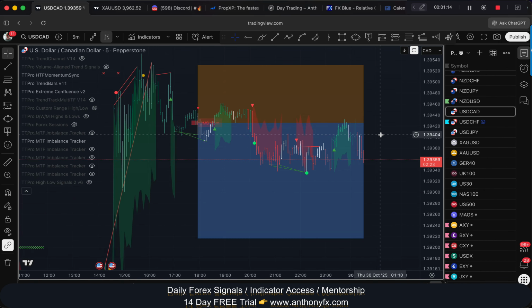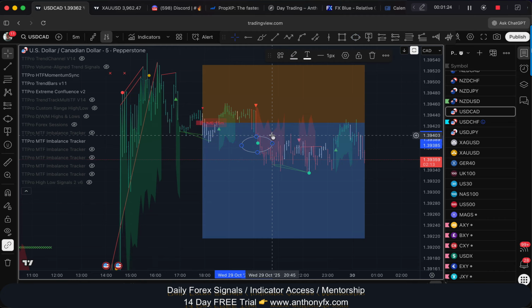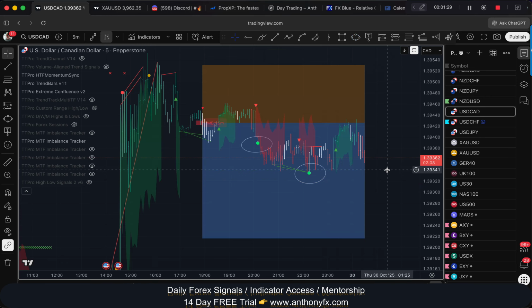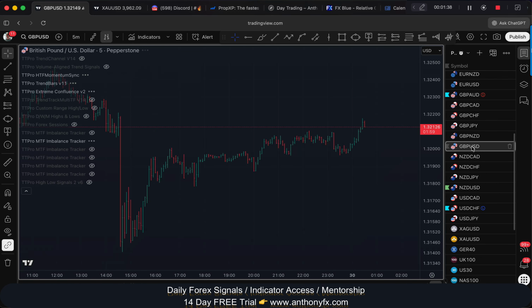What do we got? Okay, there was a signal there on the dollar CAD. This, by the way, is your exit signal. You've got the choice to take profit there and here, and move your stop loss to break even. Now let's flick through a couple of these and have a look at the last signal or two. Pound dollar. There's a nice one.